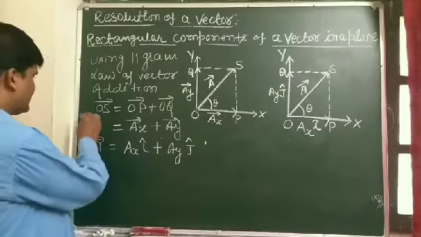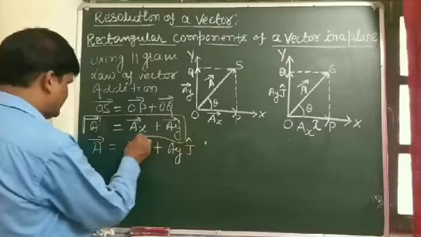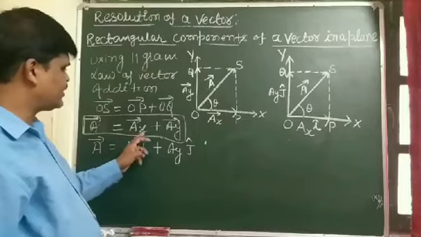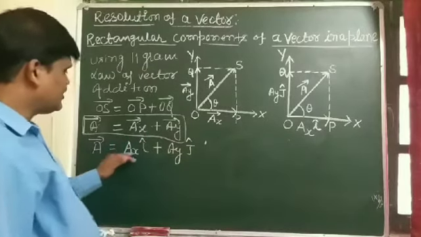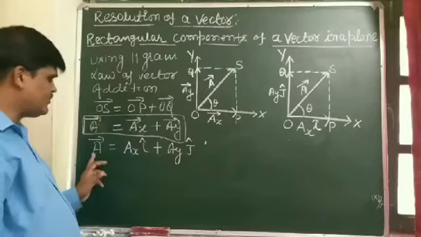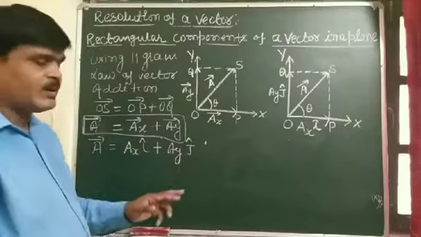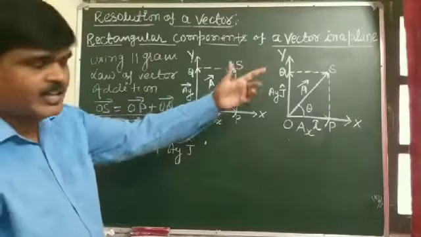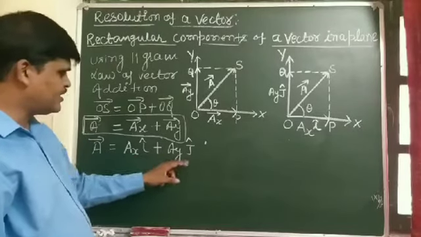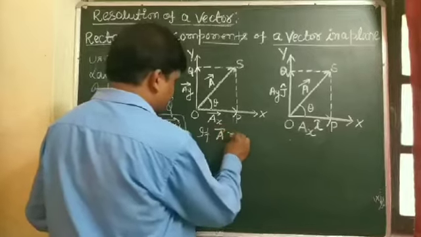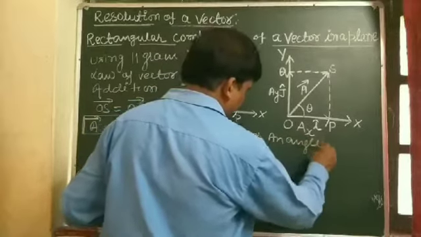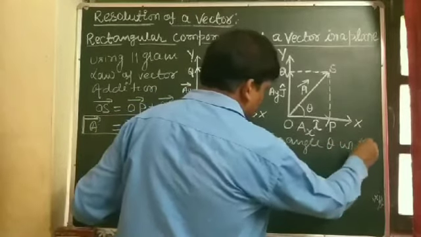So student, in terms of rectangular components of a given vector, vector A can be written as vector Ax plus vector Ay, and in terms of unit vectors i and j, any vector A in a plane, in the xy plane, can be written as Ax i plus Ay j, if vector A makes an angle theta with the x-axis.